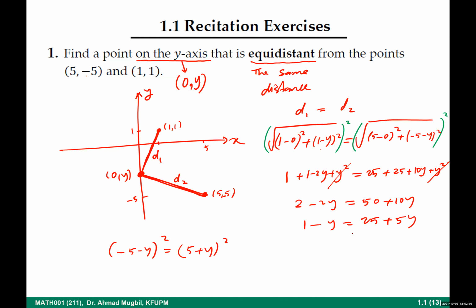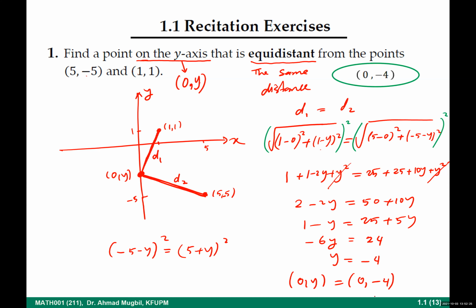Now combine the like terms. So it will be what? Negative 6y equals 24. y will be negative 4. So the point that we are looking for is what? It is 0 and negative 4. You can check whether the distance between these two points is the same or not.